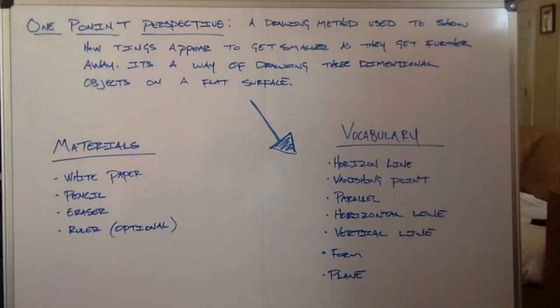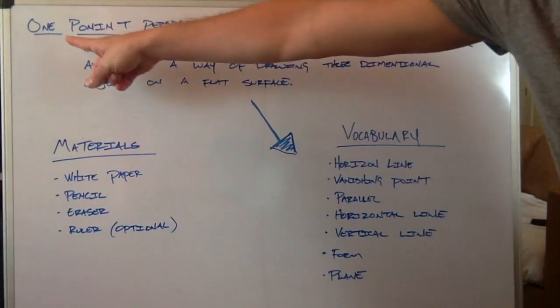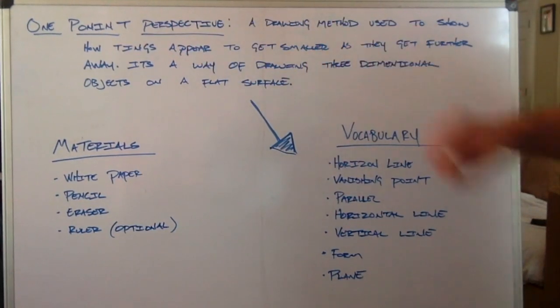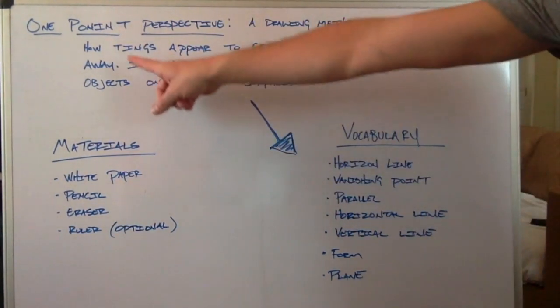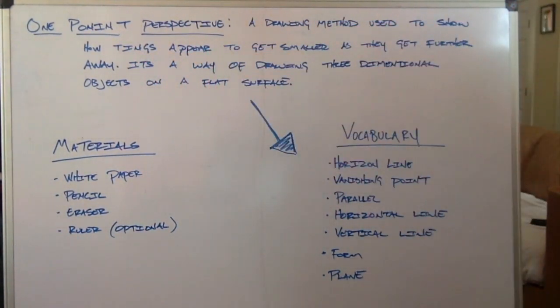Now I know we just used a big definition that had a lot of words and a lot of vocabulary that we may not be familiar with. So I have written everything down that we've talked about on this dry erase board, including the materials that we'll need. So one-point perspective, right here. A drawing method used to show how things appear to get smaller as they get further away. It is a way of drawing three-dimensional objects on a flat surface.